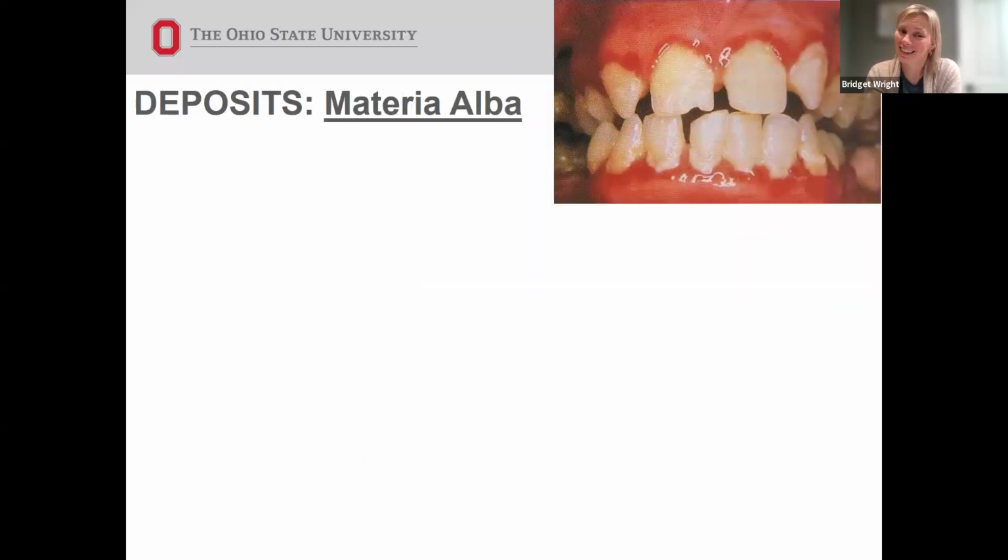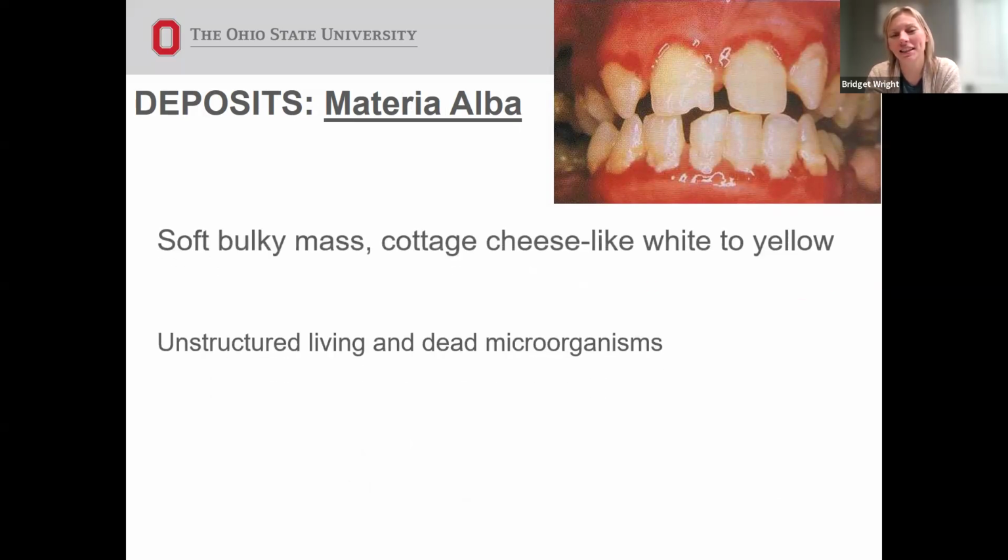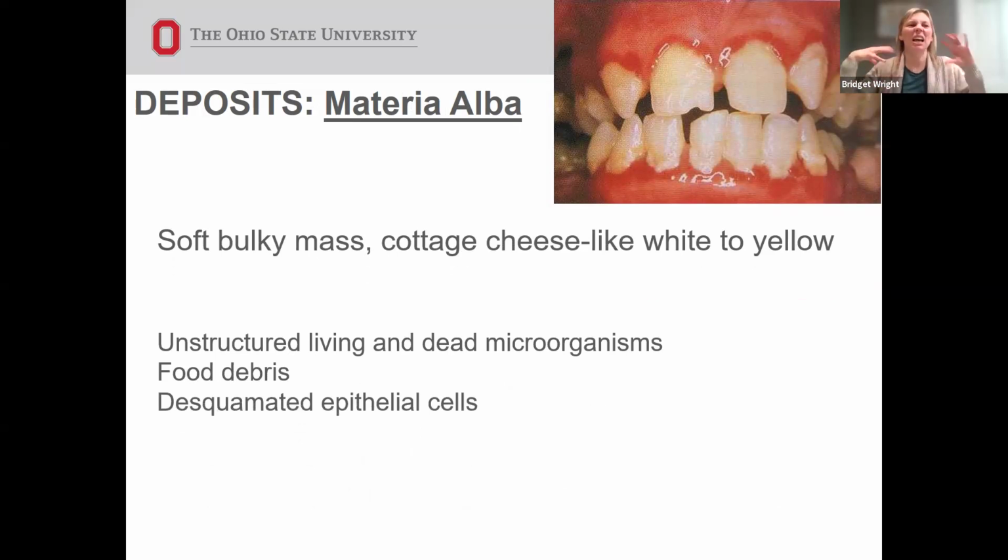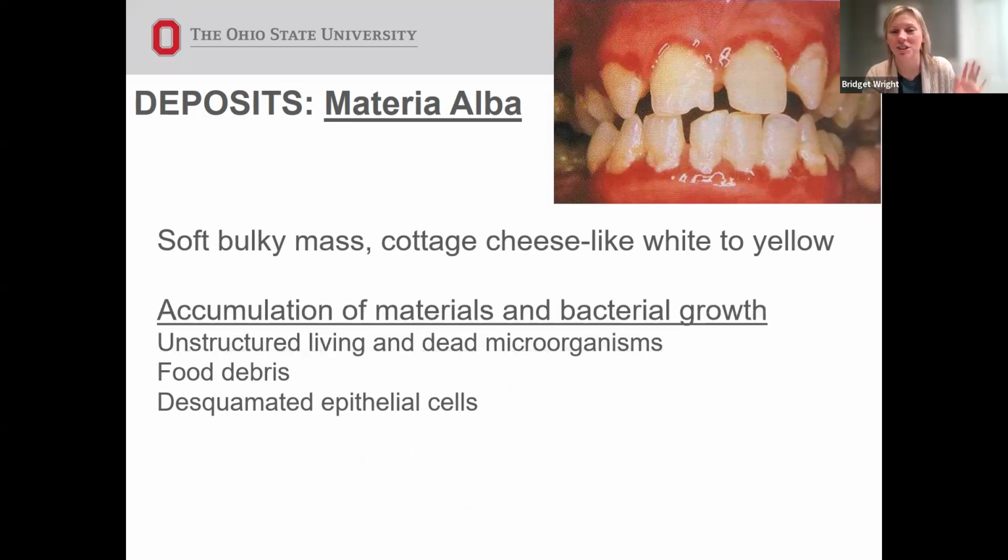And then finally, our last deposit that we're going to talk about is materia alba, and it really is just icky. A lot of it is just leftover food particles, kind of cottage cheesy. Sorry if you don't like cottage cheese, because that might just put something gross inside your brain, but it is a soft bulky mass that's white to yellowish. You're going to see it look kind of bulbous on the tooth. It's going to look like little clouds on the tooth or in between the teeth.